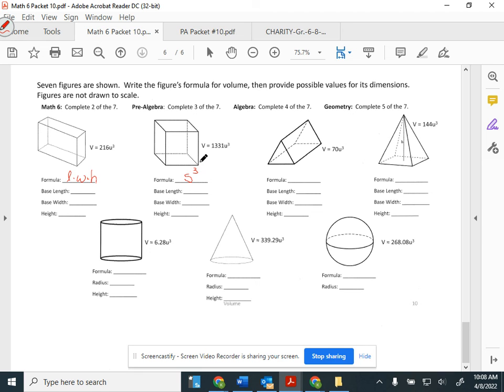Our triangular prism is 1/2 length times width times height. So it's like the rectangular prism, but because it's triangular, we have to divide it by 2. Our pyramid is 1/3 length times width times height.